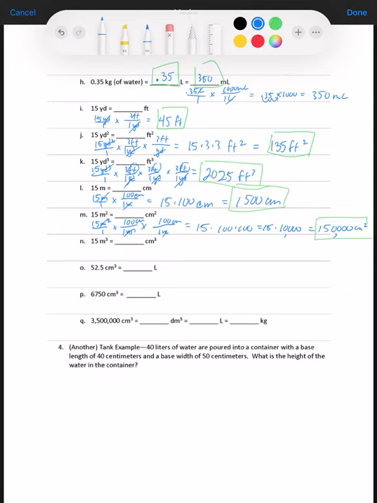Now we're going to go to cubic units for volume. So we have 15 meters cubed over 1 times, I'm going to do a string of 3 conversion factors because we need to get 1 meter, 1 meter, 1 meter for every 100 centimeters.